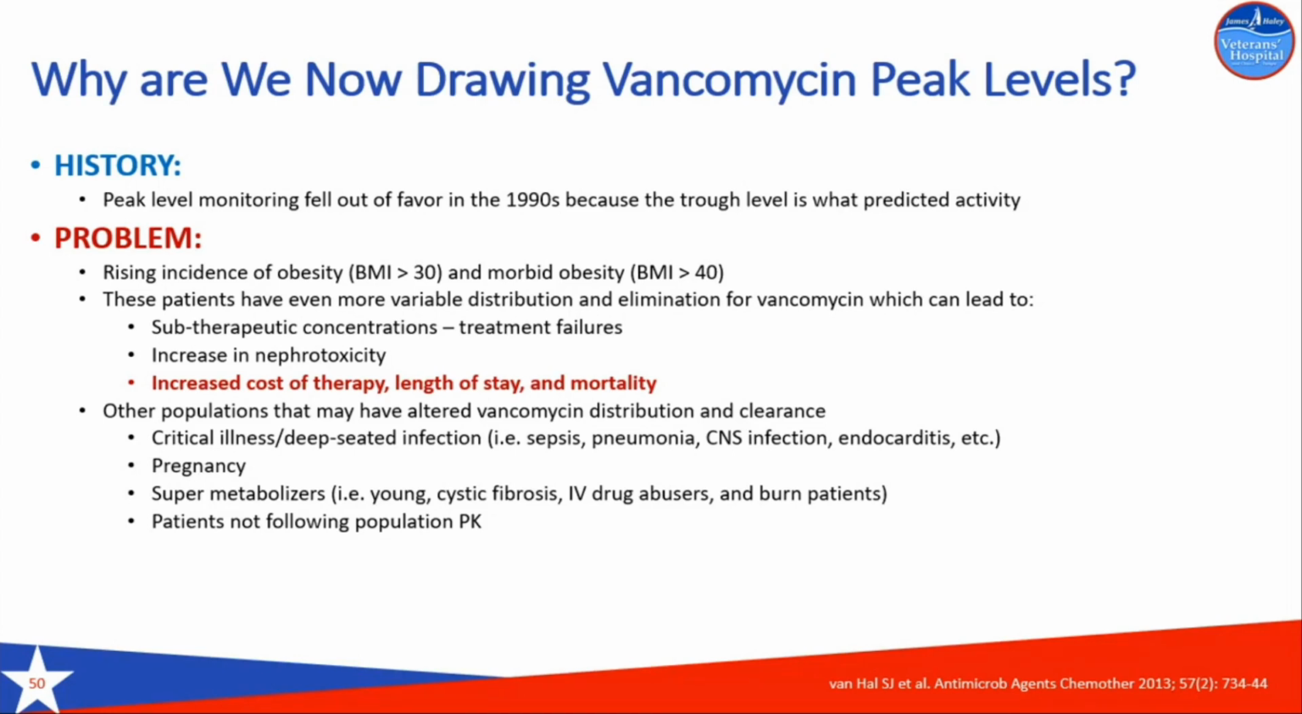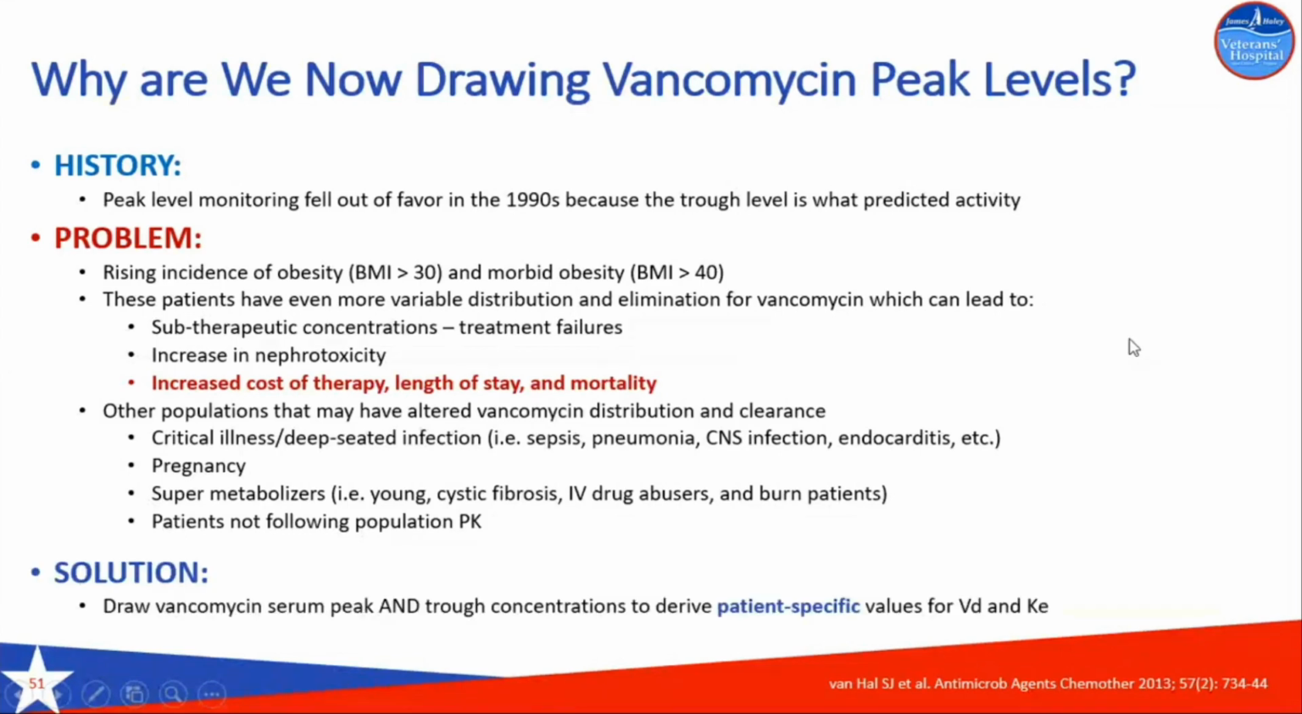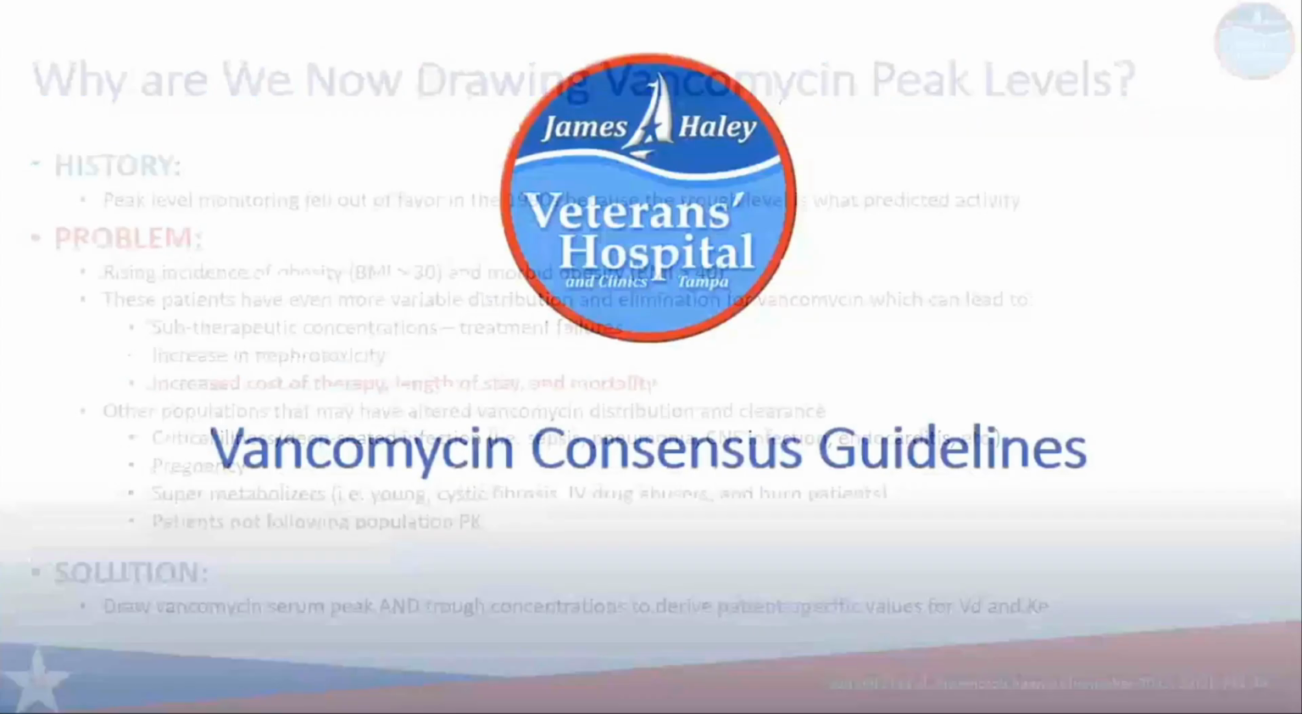So it's not only the obese patients that have altered pharmacokinetics. Obviously, patients who are critically ill, if they have any sort of volume of distribution changes, especially in pregnancy. Some patients may be super metabolizers if they're young, maybe they have cystic fibrosis. And then some patients just do not follow population pharmacokinetics. So the best thing that we can do for these patients is draw both a peak and a trough concentration, and we can calculate their specific pharmacokinetic parameters, so their volume of distribution, elimination rate constants, things that will determine the optimal regimen for them.